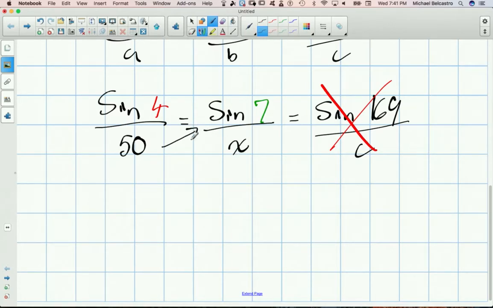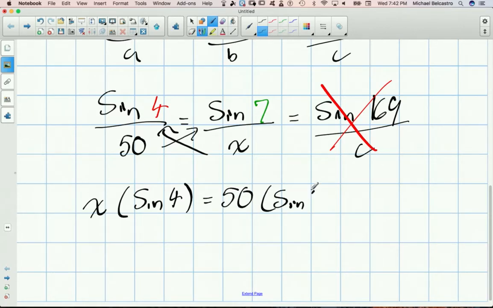A quick way to do this, if we cross multiply, it gets rid of our fractions. So we have x multiplied by sine of 4 degrees is equal to 50 times sine of 7 degrees. And because we want to isolate for x, before I do anything to equate, I'm going to move this sine of 4 degrees to the other side. So it becomes divided by sine of 4 degrees.